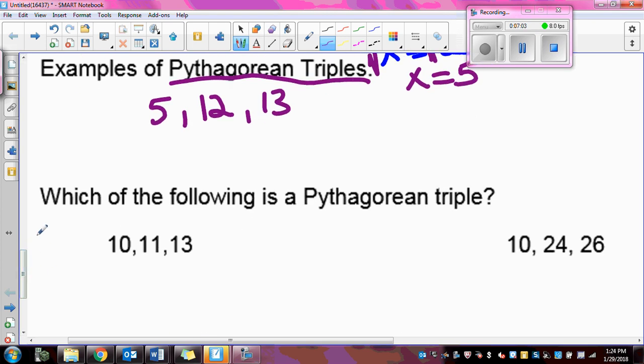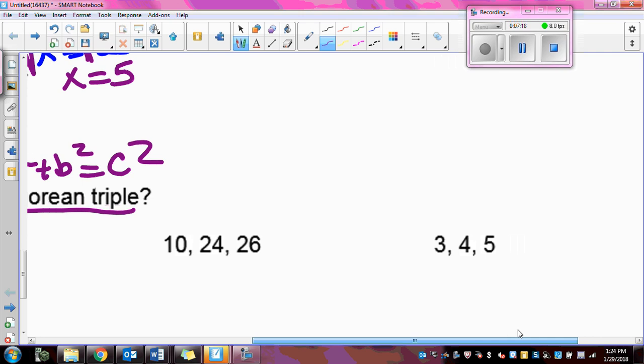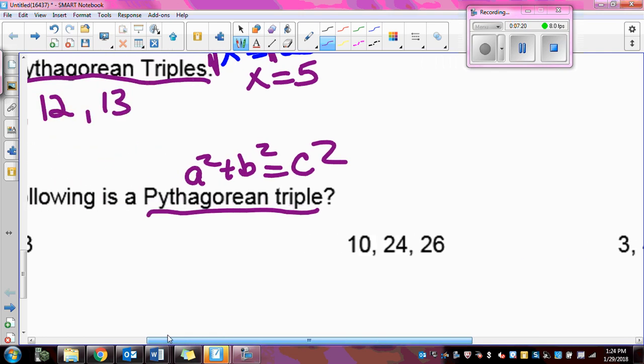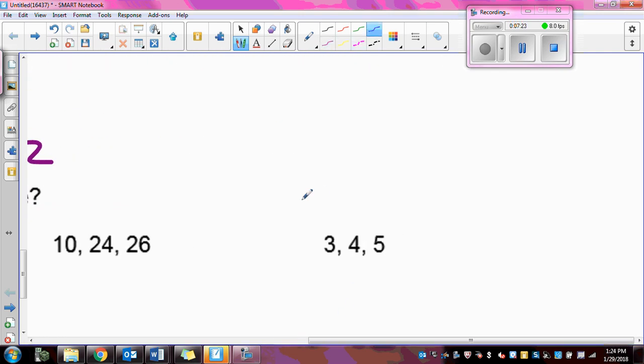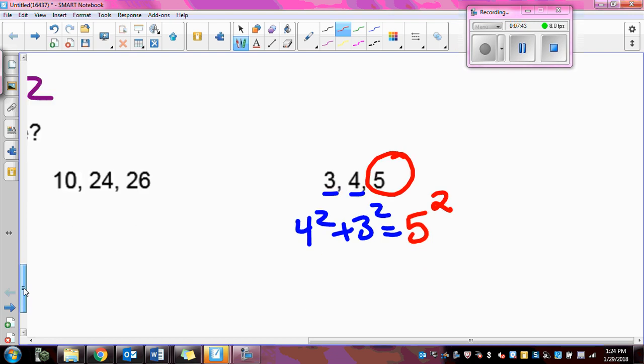It says, which of the following is a Pythagorean triple? Remember, if it is a Pythagorean triple, it has to follow the rule of a squared plus b squared equaling c squared. And remember that the c has to be the biggest side. So let's try this one. So this is going to be my a and b. Doesn't matter which one I choose first, but my c has to be 5 because that's my hypotenuse. That's the biggest side. So I'm going to put 4 squared plus 3 squared equals, does that equal 5 squared? If it does, then that's going to be one that we can circle.